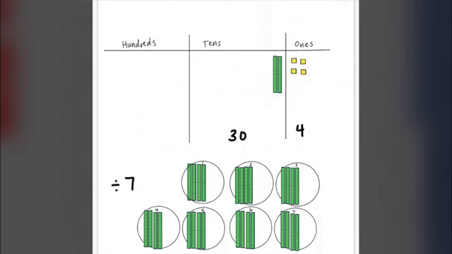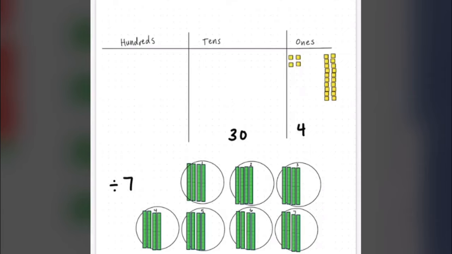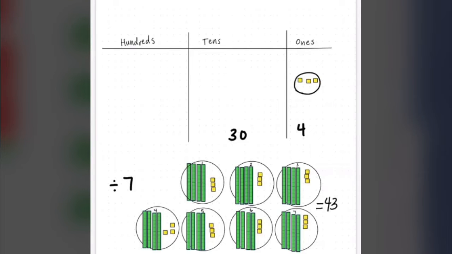Let's divide them equally between the 7 groups. We now have 2 rods, or 20, left in the tens place that we need to put into the ones place so that we can evenly divide them into groups of 7. Now let's divide our units, our ones, into the groups of 7. As you can see, there is 43 in each group. Therefore, our quotient is 43, and we need to take account for these 3 that are left over, so we have a remainder of 3.